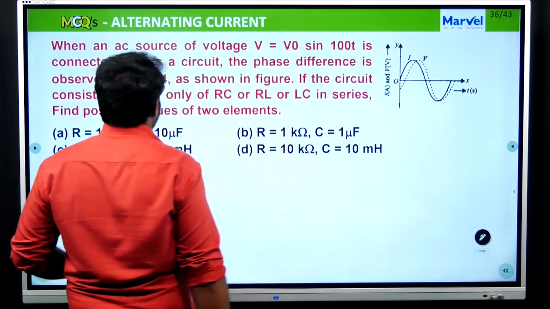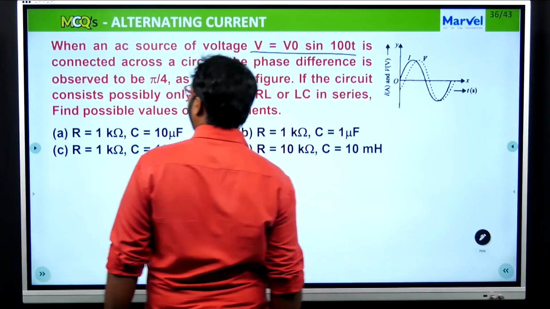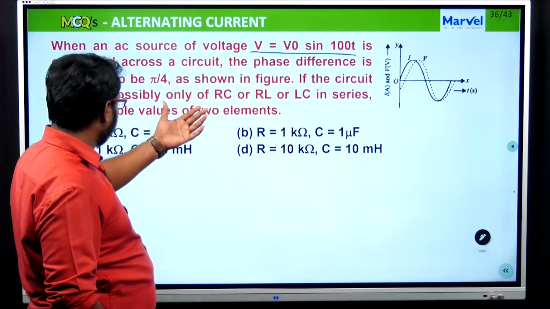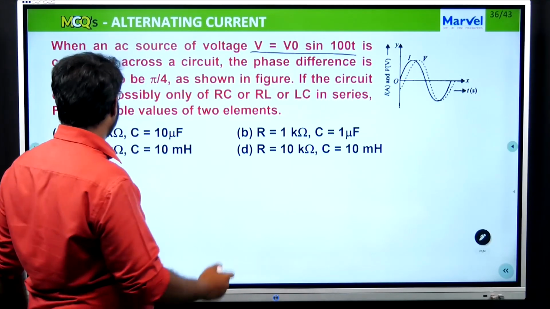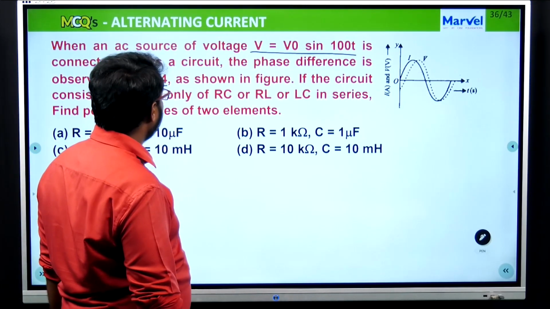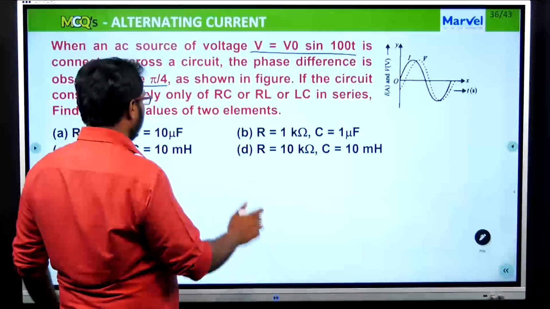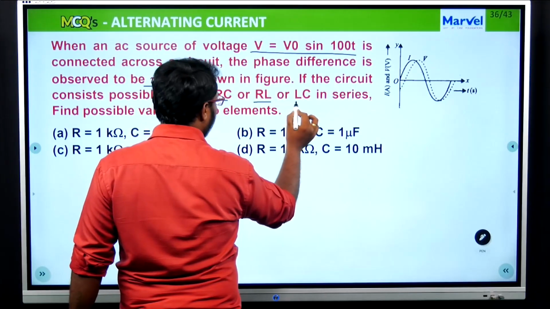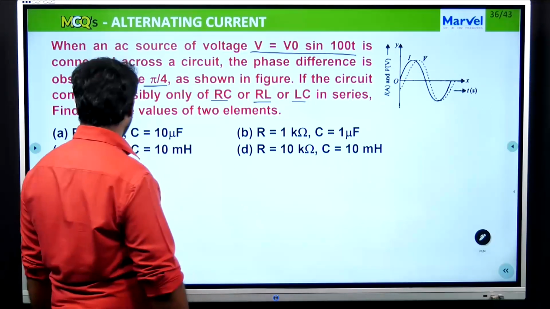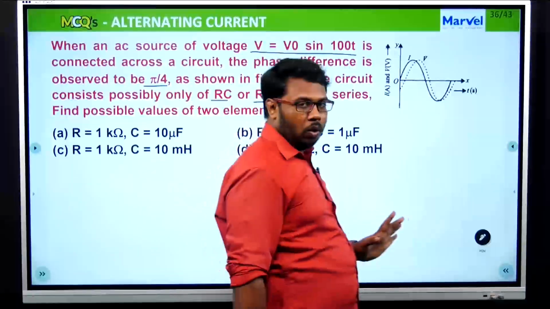When an AC source of voltage V0 sin omega t is connected across a circuit, the phase difference is observed to be pi by 4 as shown in the figure. In the circuit consisting of possibly only RC or RL or LC in series, find the possible values of the two elements.